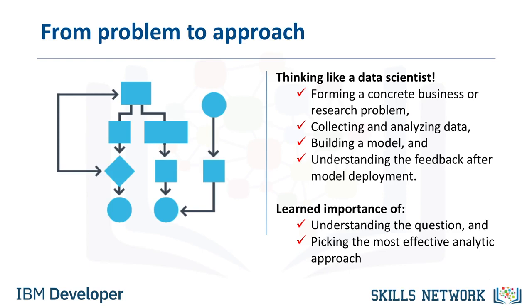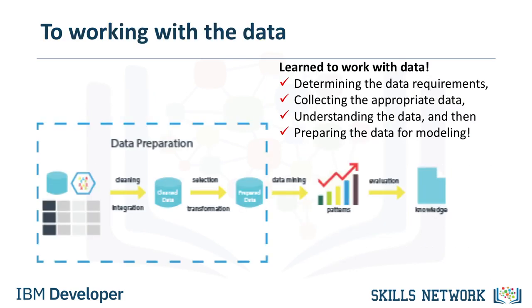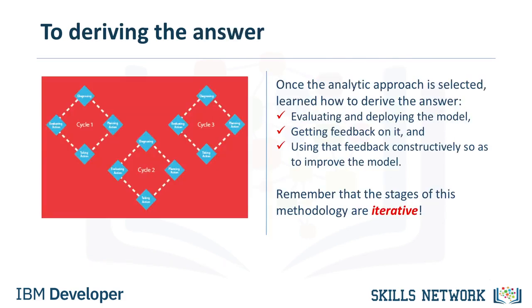In this course, you've also learned methodical ways of moving from problem to approach, including the importance of understanding the question, the business goals and objectives, and picking the most effective analytic approach to answer the question and solve the problem. You've also learned methodical ways of working with the data, specifically determining the data requirements, collecting the appropriate data, understanding the data, and then preparing the data for modeling. You've also learned how to model the data by using the appropriate analytical approach based on the data requirements and the problem you're trying to solve.